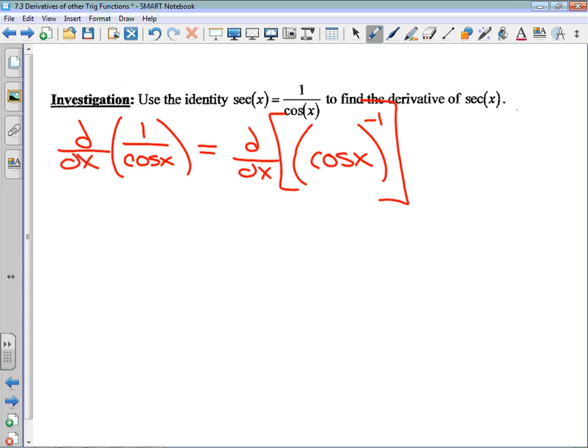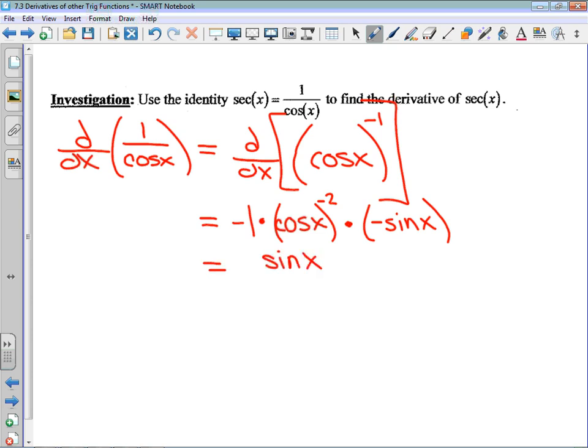If I take the derivative of cos x to the power of negative 1, what I get is negative 1 times cos x to the power of negative 2, multiplied by the derivative of the inner function, which is cos x, and the derivative of cos x is negative sine x. If I clean that up, I get sine x, because the negative one and the negative cancel, divided by cos squared x, because it's in the denominator. It's a positive exponent now.